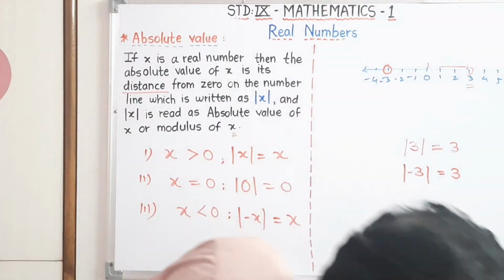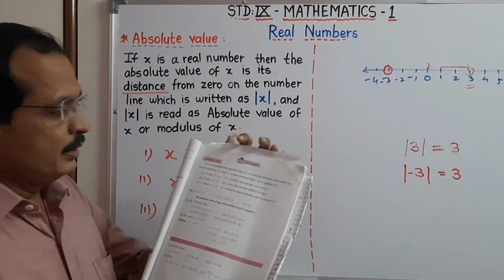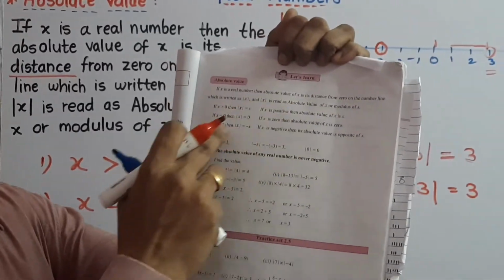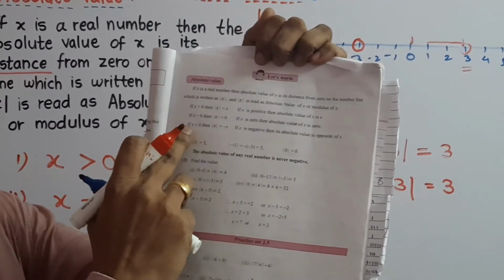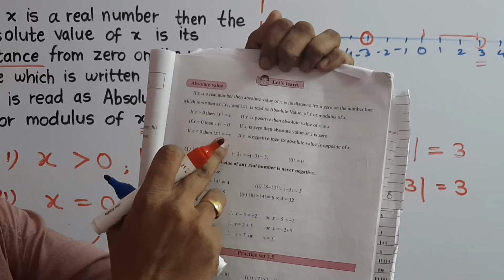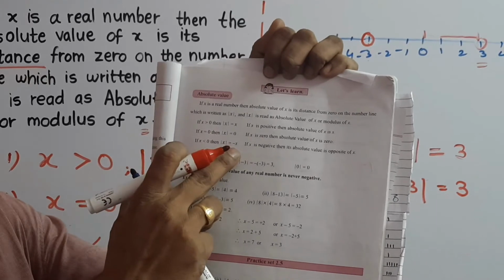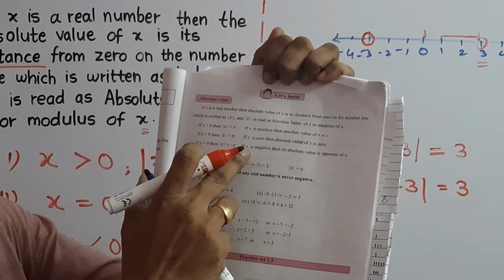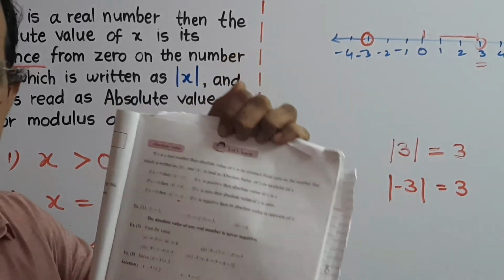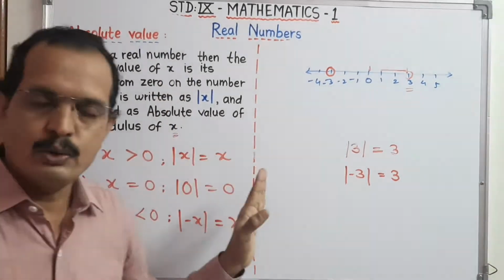Dear student, in your notebook, on page number 33, the absolute value definition is given. These three conditions are given. In the third condition, if x is less than 0, then the modulus of x is minus x. This is a print mistake. Here you have to remember it is plus x, the positive x. Therefore, if x is negative, then its absolute value is the opposite of x, that is plus x. Remember all these things and write them in your notebook.